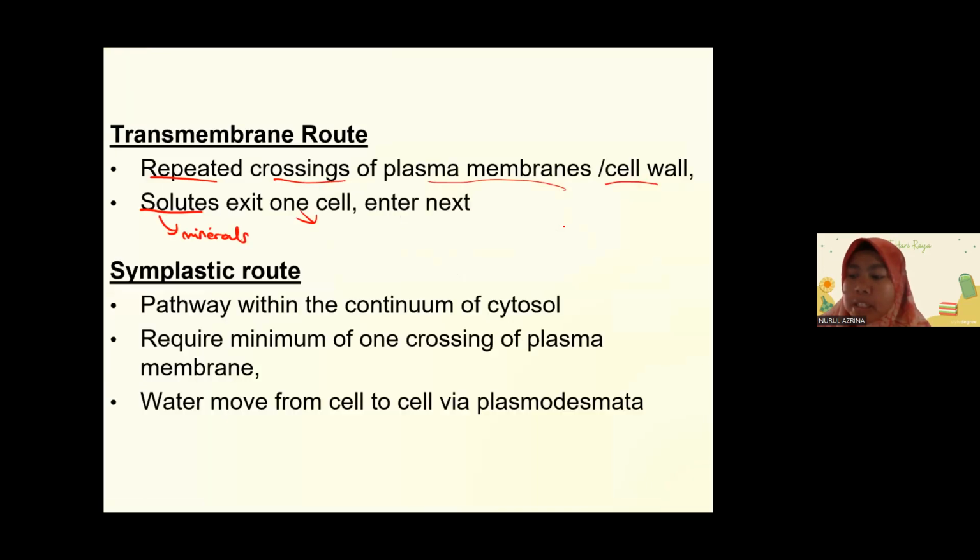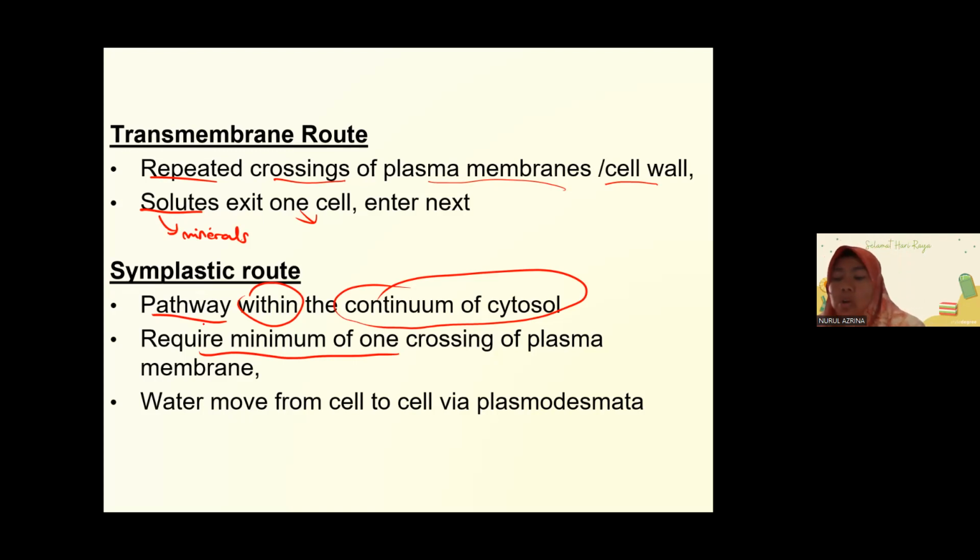What about the second one, symplastic route? Symplastic route is the pathway of solutes and water within the continuum of cytosol. Within the continuum of cytosol means within the component of the cytosol. Thus, it requires only minimum one crossing of plasma membrane. Meaning they just need to cross one plasma membrane, and after that the solutes and water just move along the continuum of the cytosol from one cell to another cell, going to the next cell via plasmodesmata.